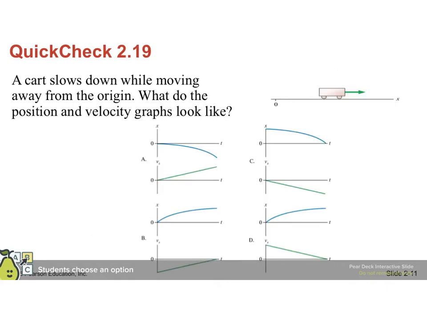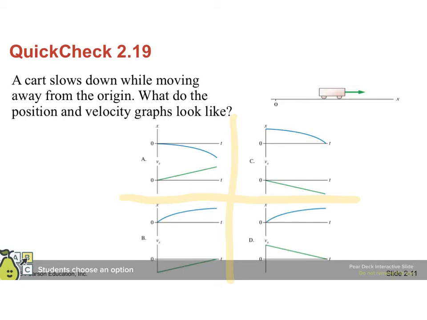All right, a cart slows down while moving away from the origin. What do the position and velocity graphs look like? Take a second to form your answer. All right, keep in mind the division is like this. Those are your 4 answers.